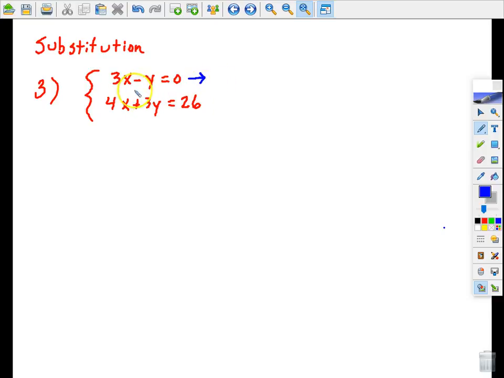So I'm going to choose to solve for y in this top equation. So my first step in doing that is to subtract 3x from both sides. So I've got negative y equals negative 3x. And then it's pretty easy. Positive y must equal positive 3x.